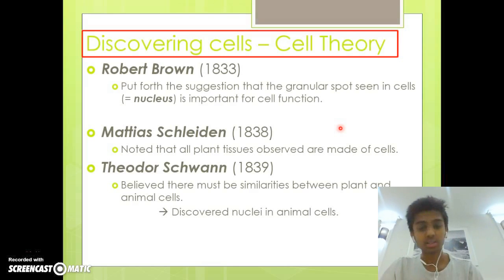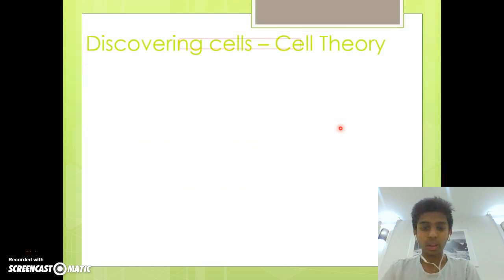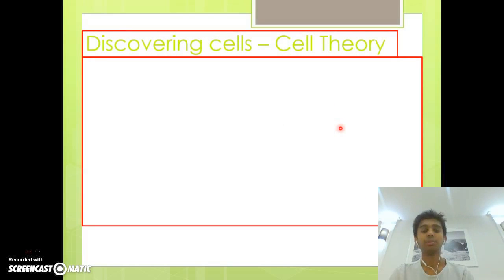So when Schwann discovered the nuclei in the animal cells and Brown had already discovered the nucleus in the plant cells, he connected the dots and he noted that there must be similarities. So all animal tissue has cells, all plant tissue has cells. We know that all living things must have cells, and therefore that gave birth to cell theory.